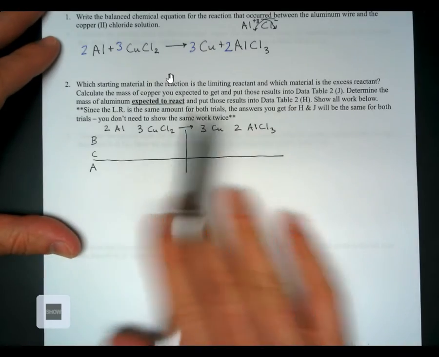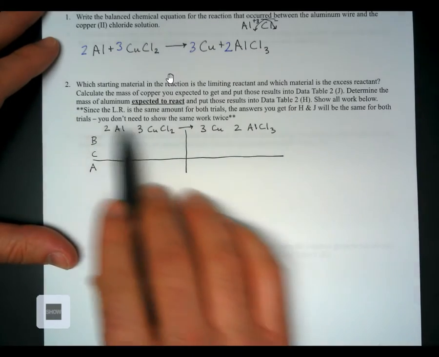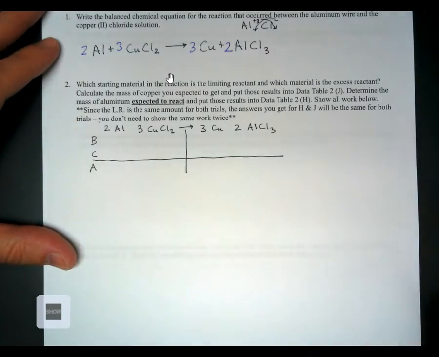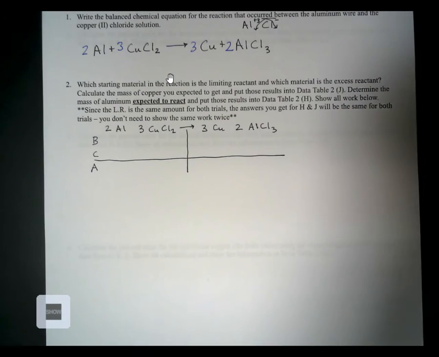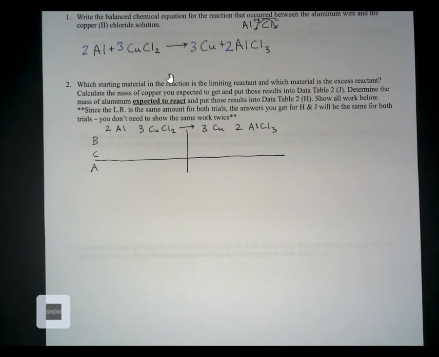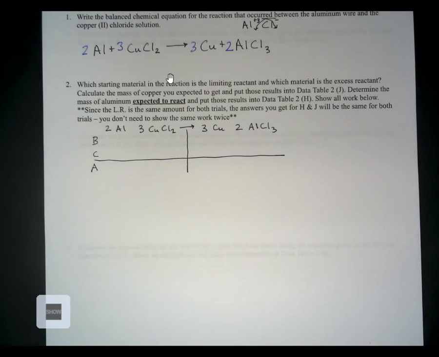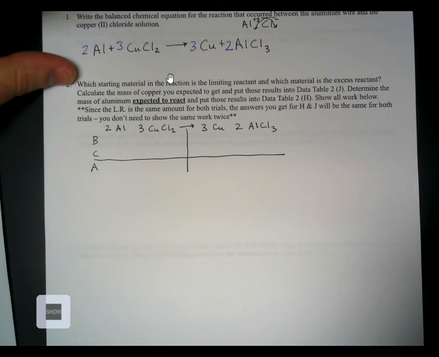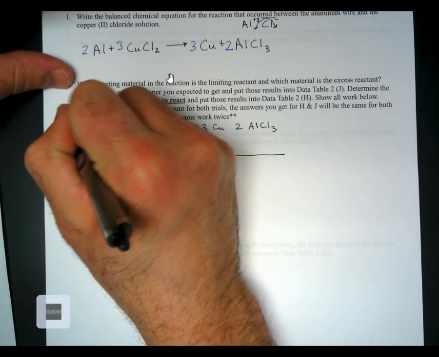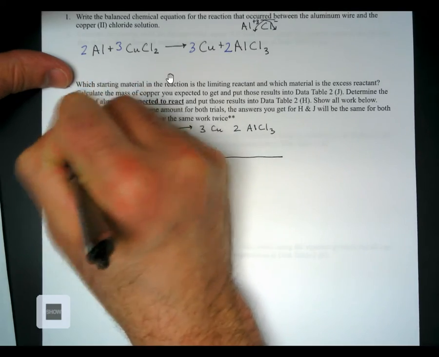Okay, then for number two, we've started a BCA chart here. Now I'm going to highlight some stuff just to help keep things straight. You do not necessarily have to highlight. I'm just doing it to help us watch what we're doing, because there's a lot of things they're asking for in this number two. So this is just for trial one.